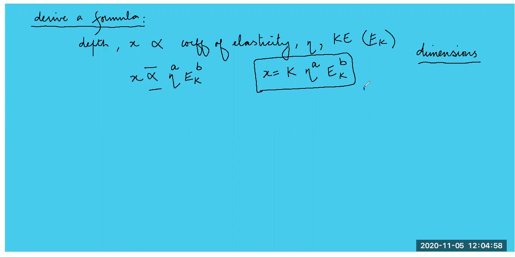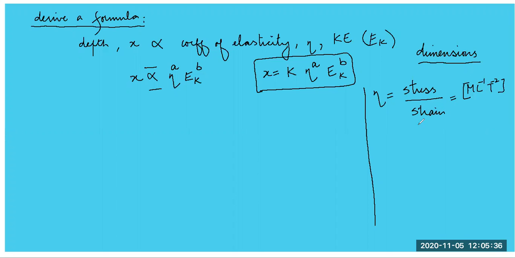Fine. So on the right hand side, students, we should know the dimensions of kinetic energy and coefficient of elasticity. Students, do you know what coefficient of elasticity is equal to? Anybody knows? Coefficient of elasticity is basically stress divided by strain. The units of stress are the same as pressure. Pressure is force by area, so it will be ML^-1 T^-2. We have just derived it. And strain doesn't have any units.